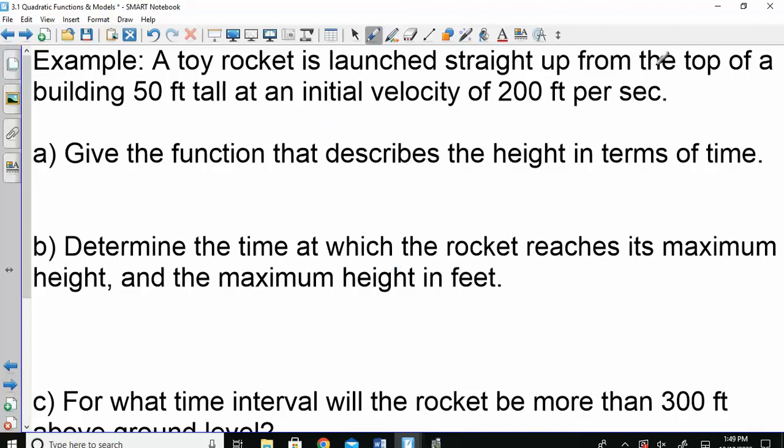Alright, so this time we have a toy rocket launched straight up from the top of a building 50 feet tall, initial velocity 200 feet per second. So my height, S of t equals negative 16t squared plus, what is my initial velocity? 200t plus, what is my initial height? 50. So part B wants to know when it reaches its maximum height and what the maximum height is. So to find the when, what do we do?